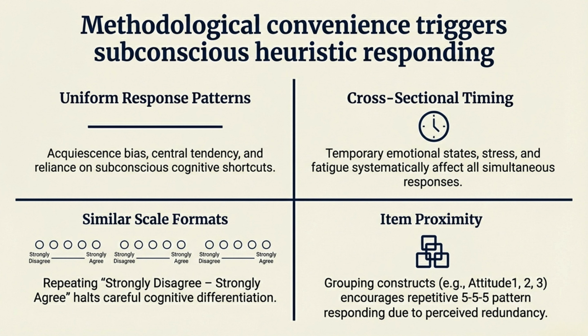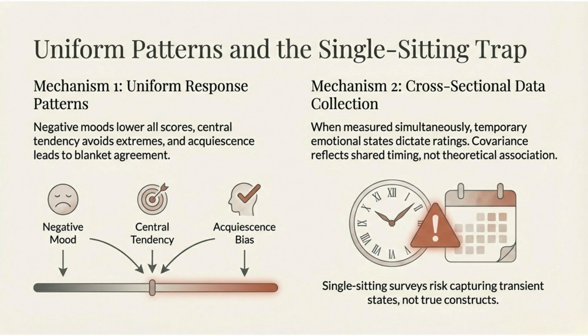Second is cross-sectional data collection. When independent and dependent variables are measured simultaneously, temporary emotional states can influence all responses. Contextual factors at the time of survey completion, like stress, fatigue, and dissatisfaction, may affect ratings across constructs. Based on all this, the covariance among variables may reflect shared timing rather than true theoretical association.